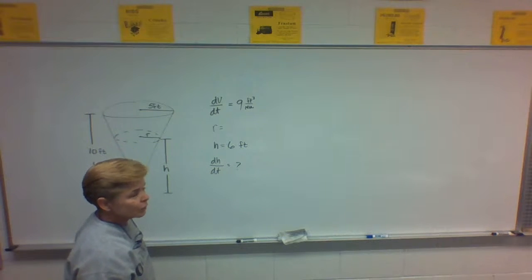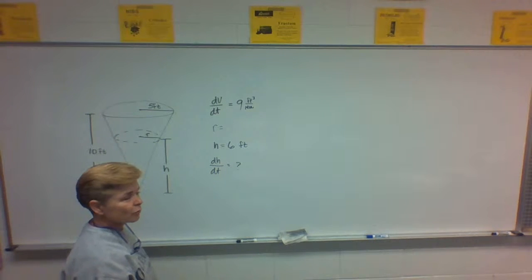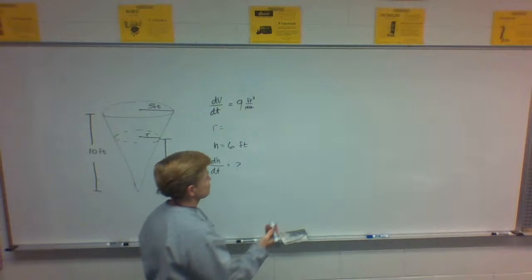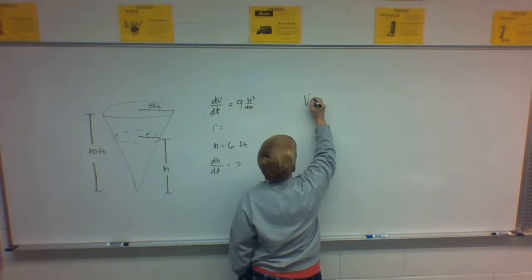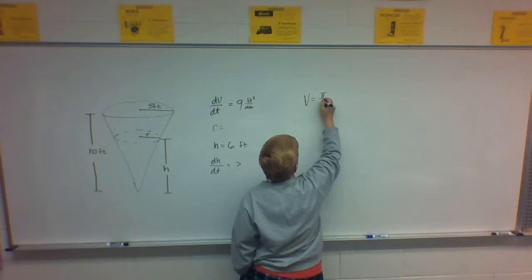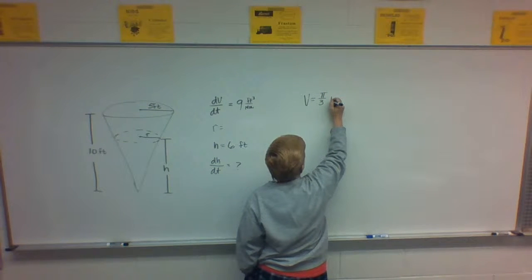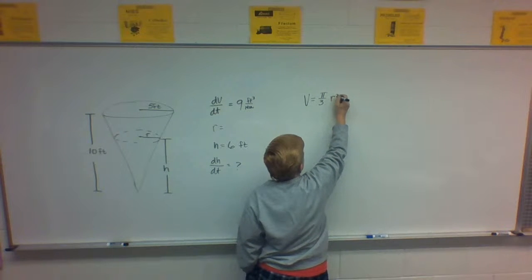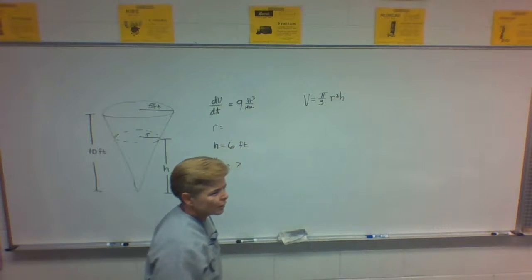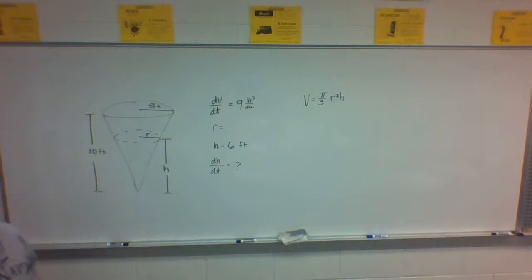And I want you to know, what's the relationship between all of these things? What formula are we going to use, geometrically speaking? Volume of the cone. Which is 1/3, oh, I got the pi. What information is conspicuously absent? R and dr/dt. It's not there.